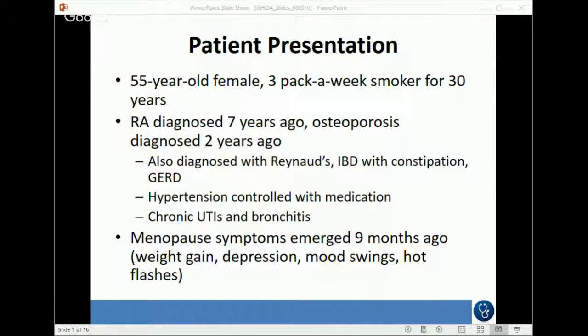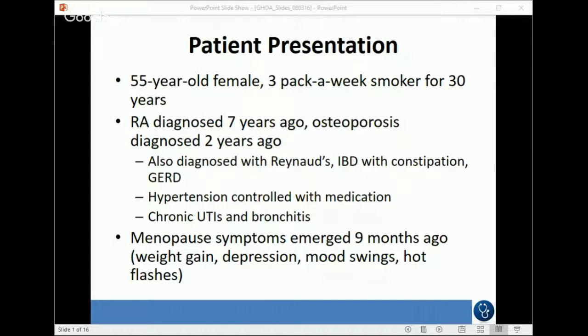We have a 55-year-old female that presents in the office. She's a 3-pack a week smoker for 30 years now. She's been diagnosed with rheumatoid arthritis about 7 years ago and osteoporosis 2 years ago.